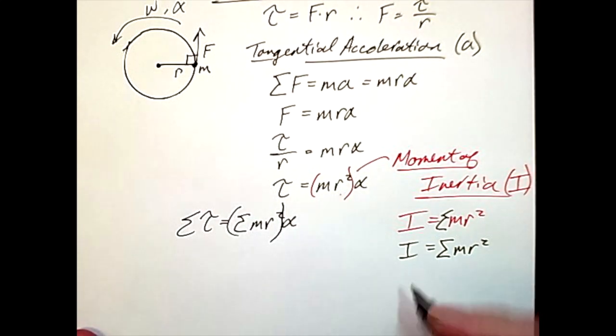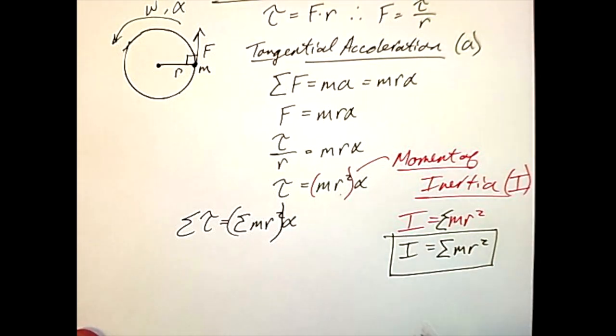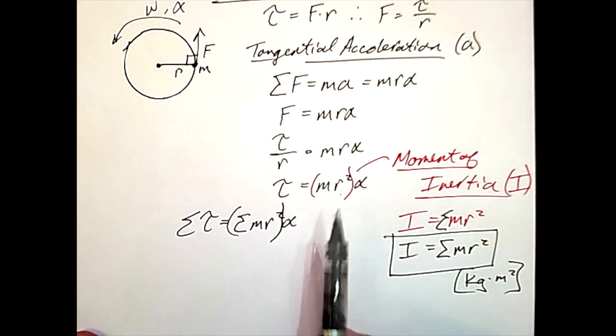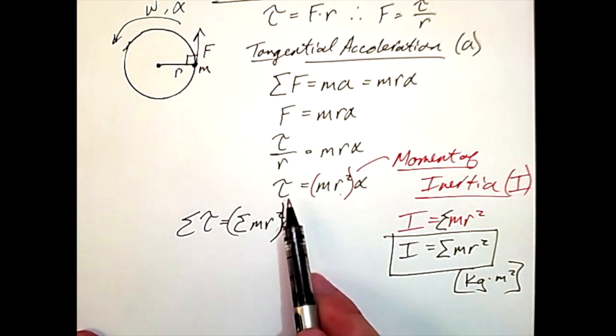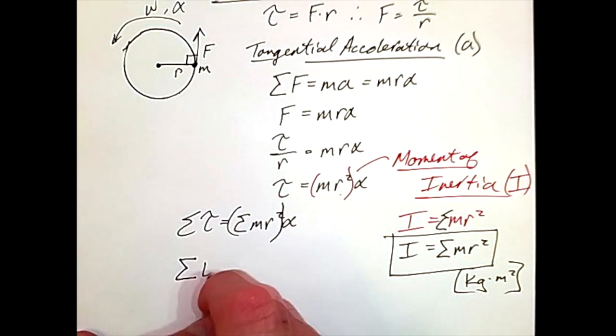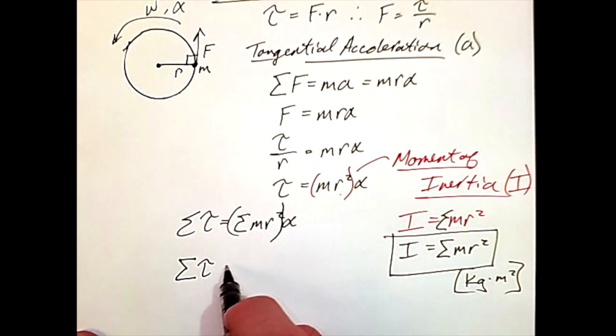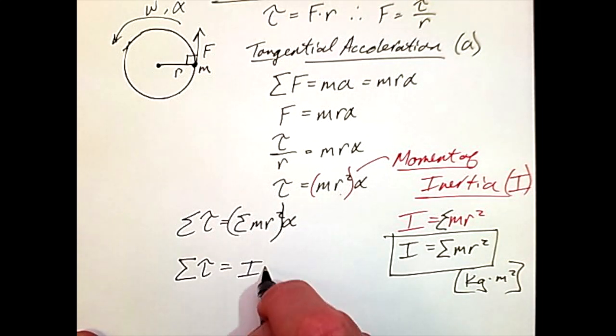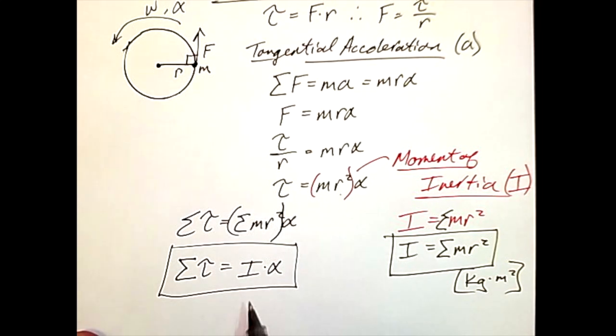This is known as the moment of inertia. The moment of inertia is listed like this and is given the units kilograms times meters squared, and is a description of the characteristic inertia factor that is resisting a change in motion when you attempt to rotate it. And so we see that the summation of the torques applied to an object causing it to want to rotate is equal to I times alpha. This is Newton's second law as a rotational dynamic as opposed to a linear dynamic.